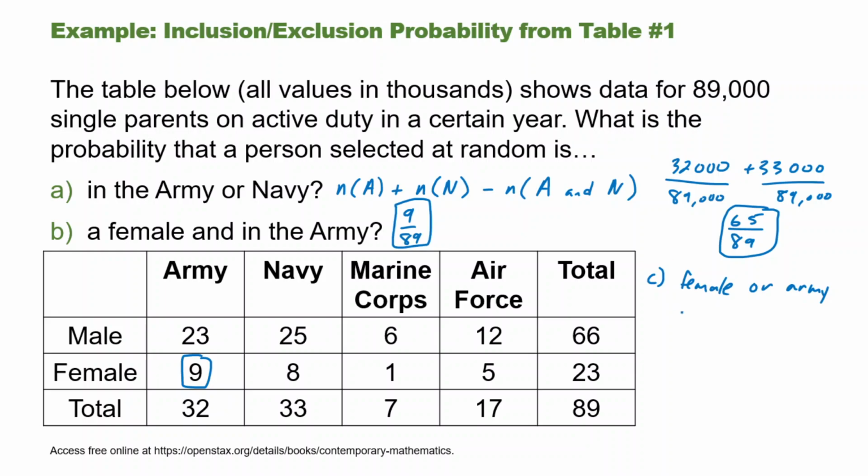So female would be 23 total, if we look at our total column, out of 89, plus Army, which would be 32 out of 89, minus female and Army, which is the 9 out of 89. And so if we add and then subtract, 23 plus 32 minus 9, that is 46. 46 out of 89 is, well, that doesn't reduce, so 46 out of 89 for female or Army.